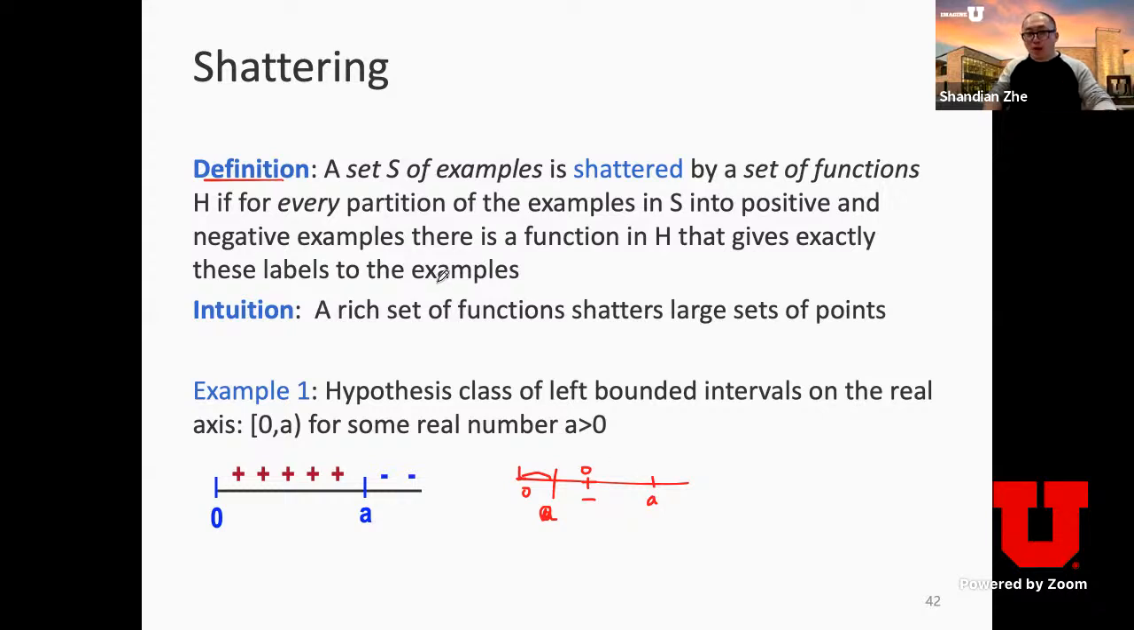So you can see that according to the definition, for every labeling scheme over this single point, we can find a corresponding left bounded interval that gives a correct prediction. So now we can claim that our left bounded intervals can shatter one point. So the next question is, can the left bounded intervals shatter 2 points?